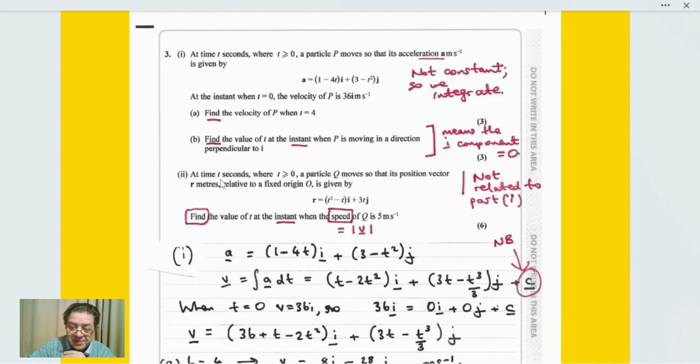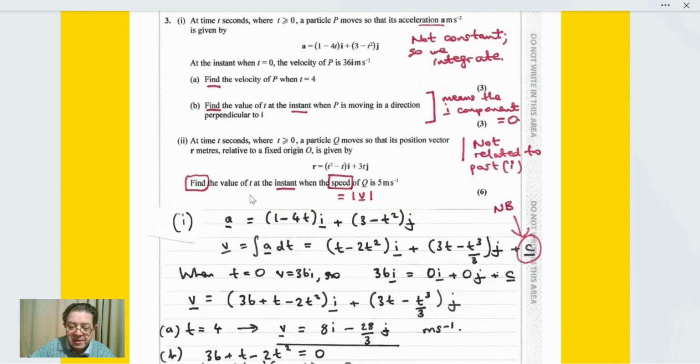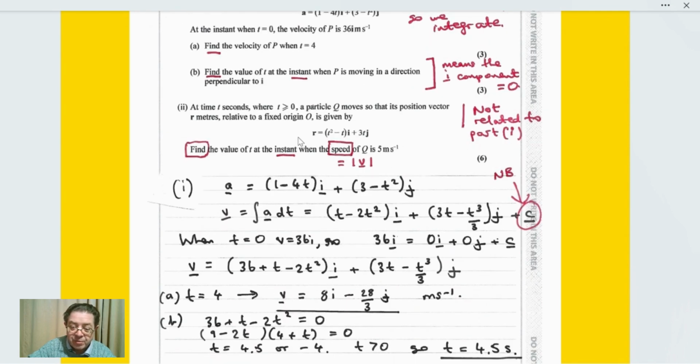This is once again non-constant acceleration, but part 2 and part 1 are independent of each other. We don't want to start using anything from part 1 in part 2. So at time t seconds, a particle Q is moving, and we're given the displacement, the position vector, r equals this vector here. And it says find the value of t at the instant when the speed is 5 meters per second. The speed is the modulus of the velocity.